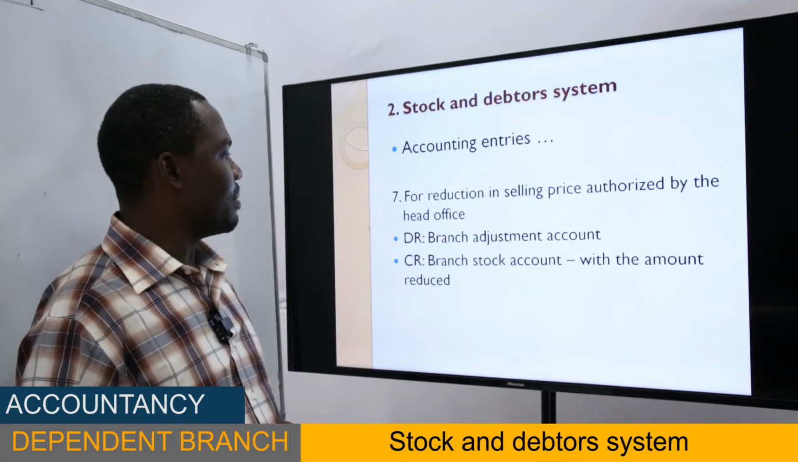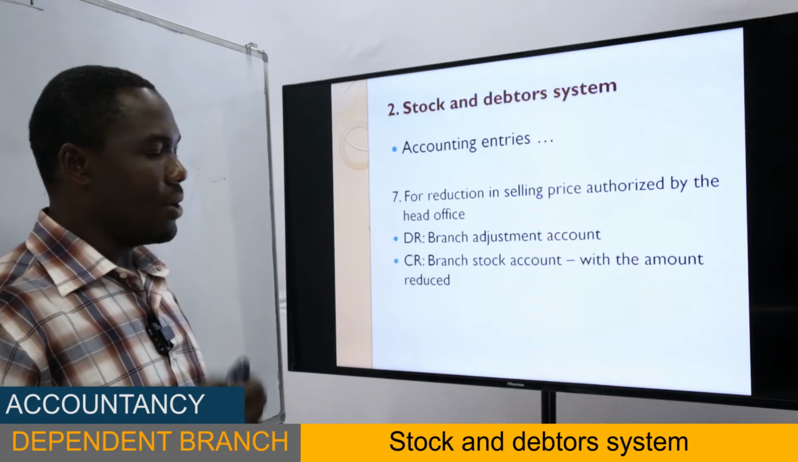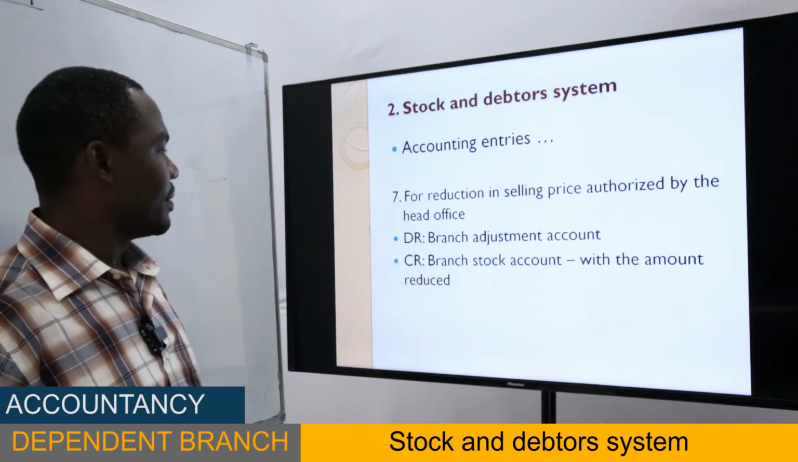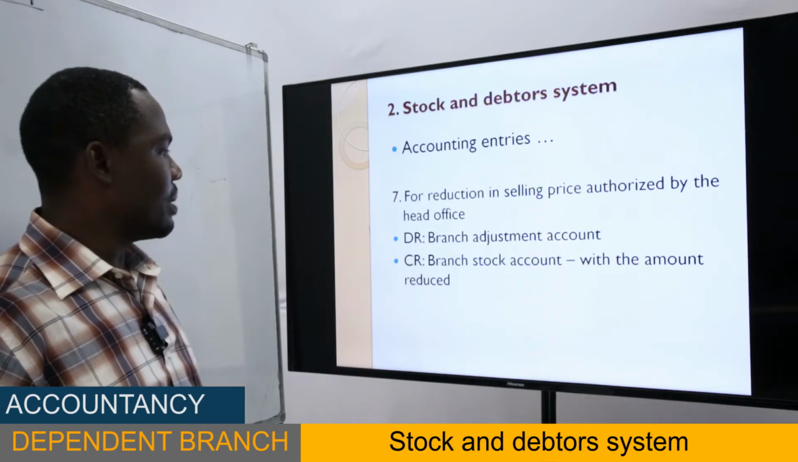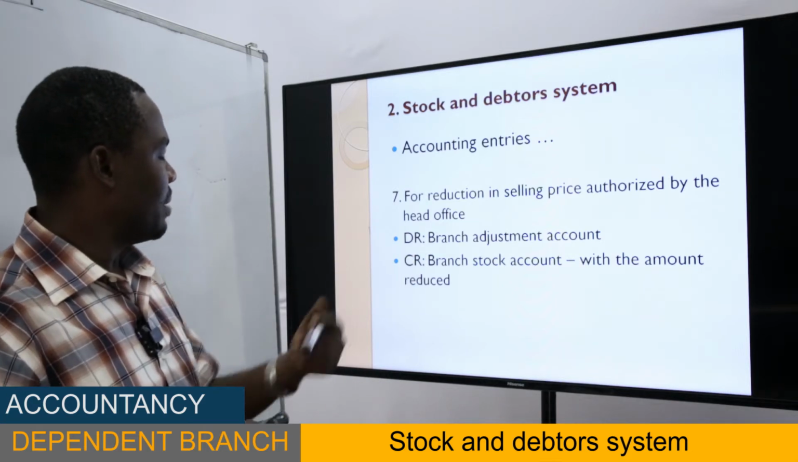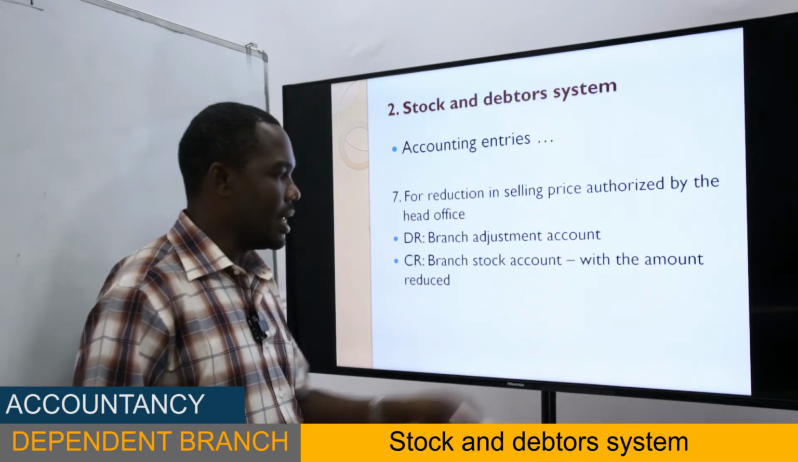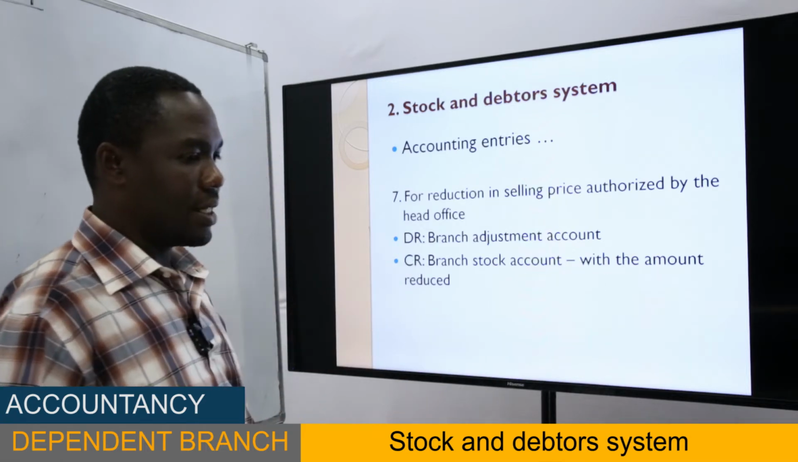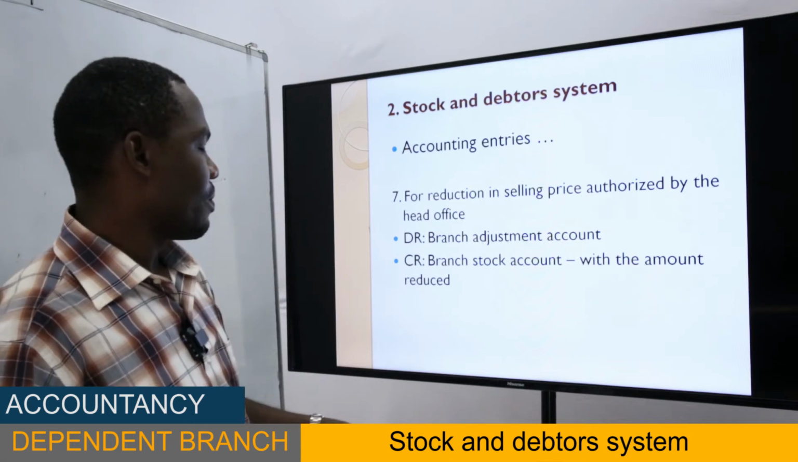So for reduction in selling price authorized by the head office, if the head office authorizes reductions, we debit branch adjustment account because this will be a loss in profit, and we credit branch stock account with the amount reduced. And of course, even in the memorandum system, we use the same.